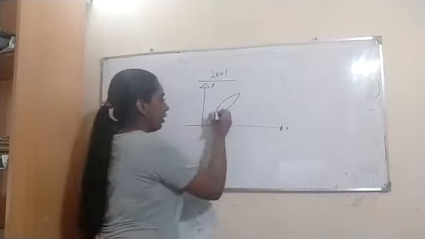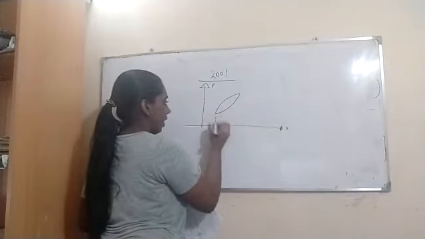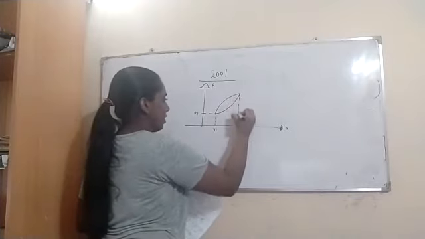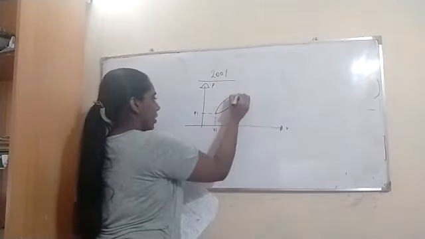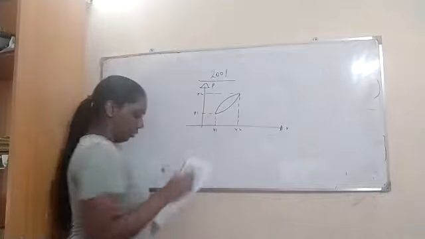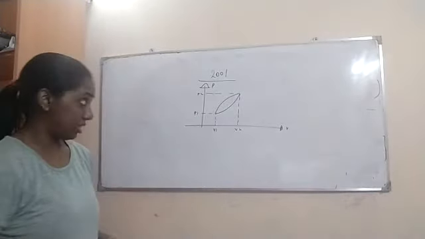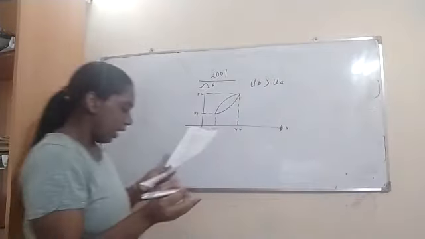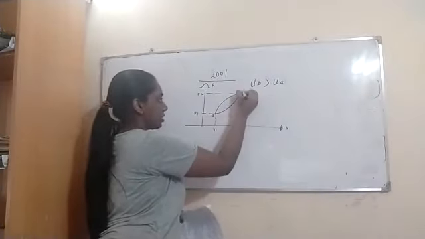So they have told this volume is V1, pressure is P1. Then volume is V2, and pressure is P2. And they are making some statements. They have given UB greater than UA. This is A and this is B.